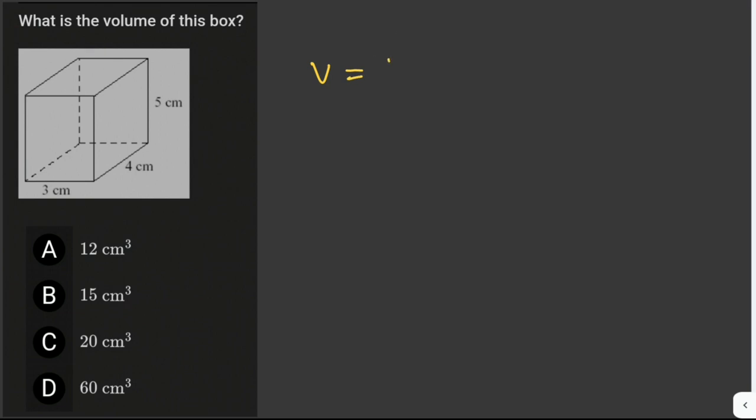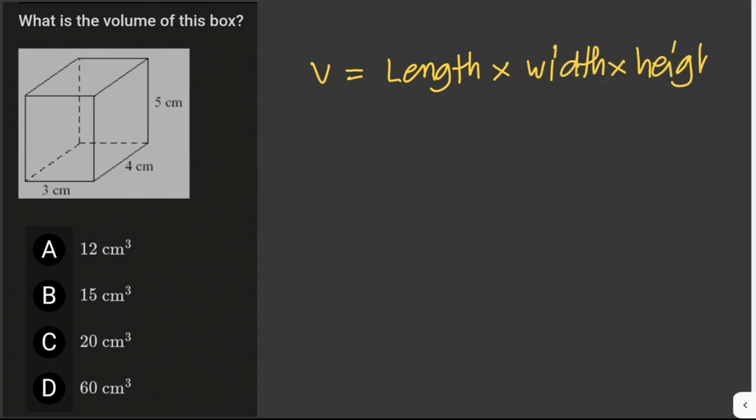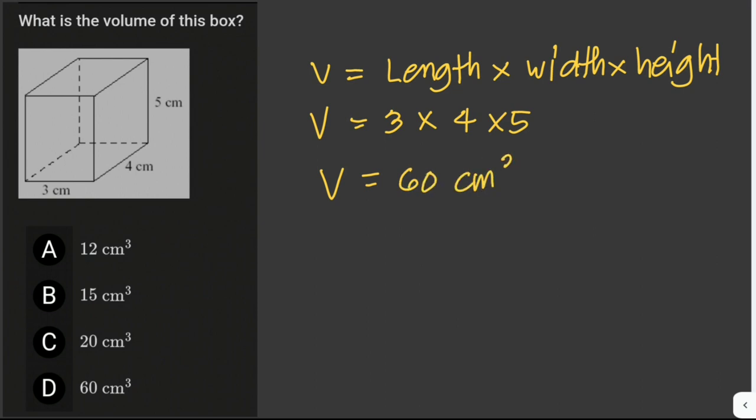multiply the length, width, and height. So that would be 3 times 4 times 5, and this is just equal to 60 cubic centimeters. So the answer is letter D.